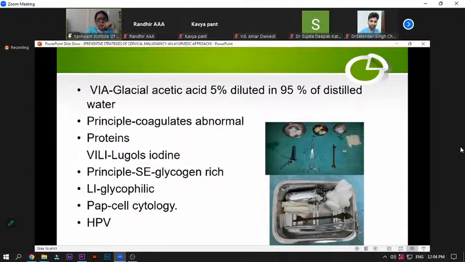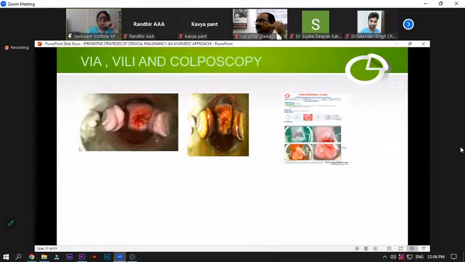And a pap smear you can simply take and send to any pathology lab for the cytology study. And HPV virus detection is DNA detection. You have to collect the cells for liquid-based cytology, or normal cells can also be collected for the HPV evaluation.